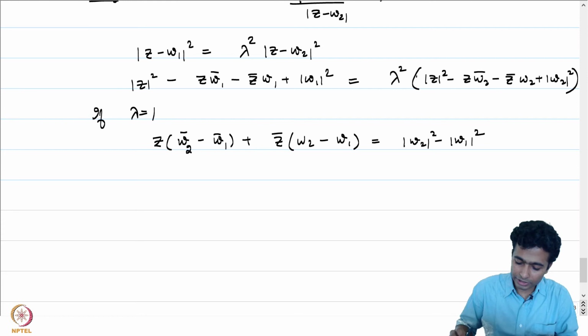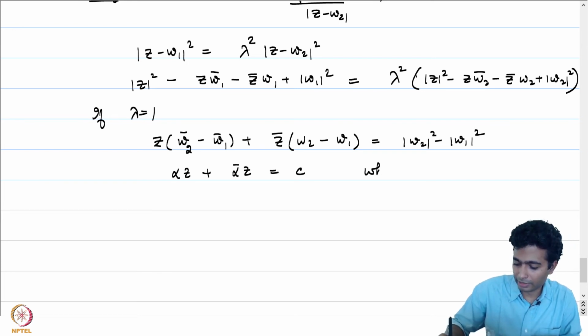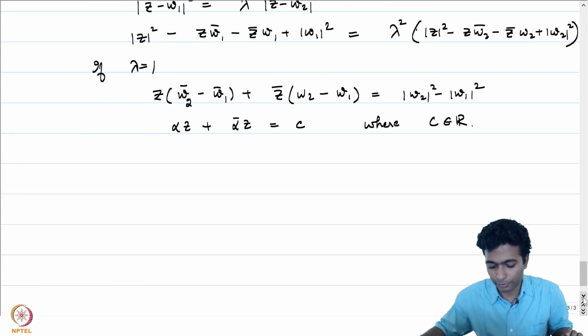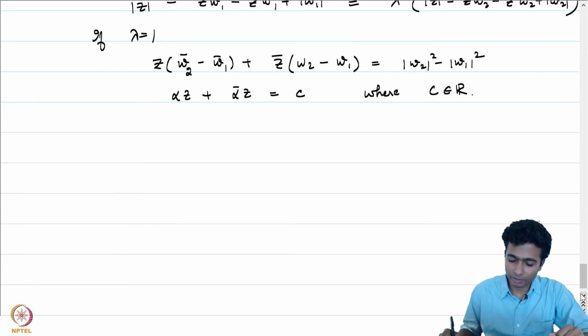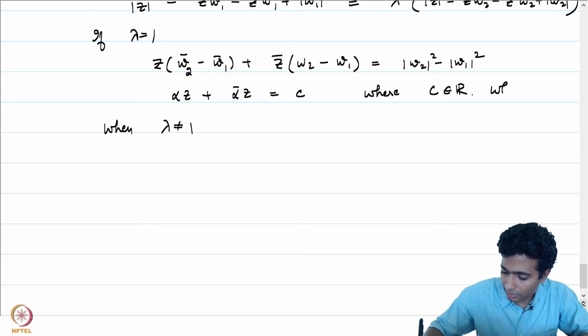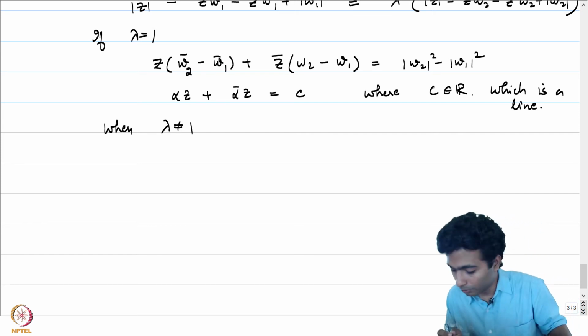I leave it to you to check that this can be written as α z + α-bar z-bar = c, where c is in R, and you should sit down and check that this is exactly capturing the equation of a straight line in the complex plane. Okay, let's consider the case when λ is not equal to 1.